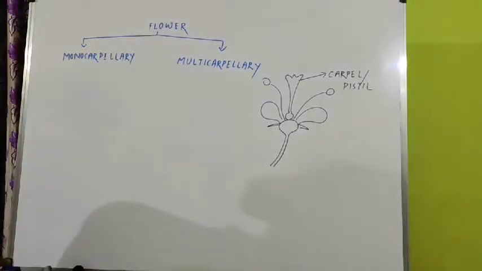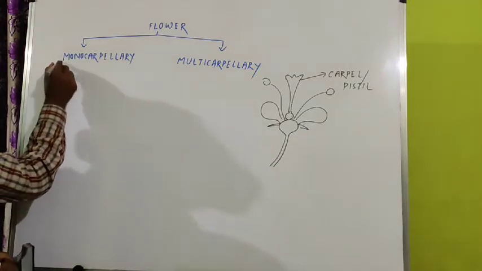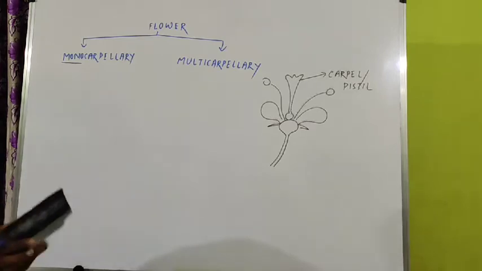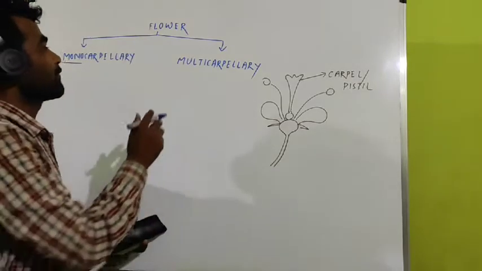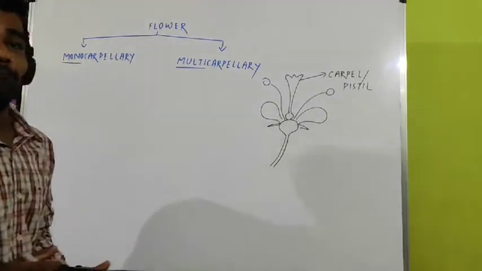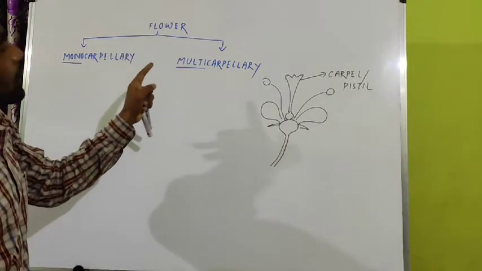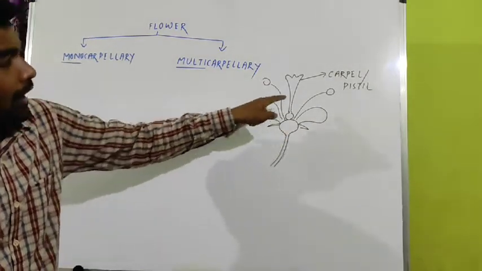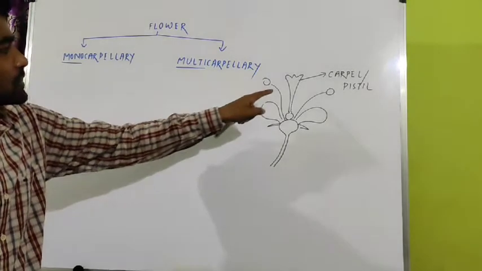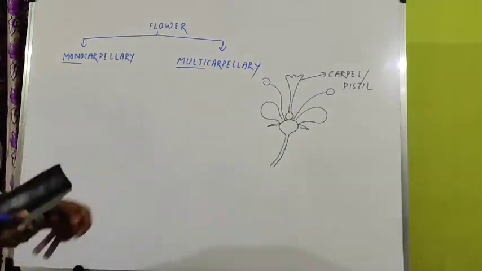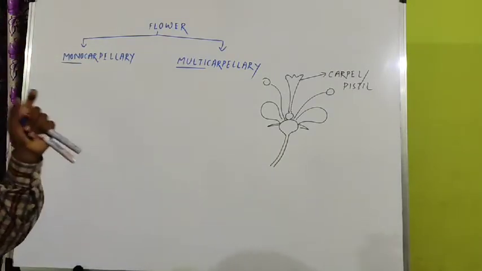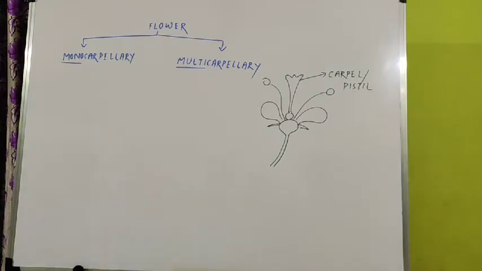What is the difference between monocarpellary and multicarpellary? Listen carefully. Mono means one. If a flower contains only one carpel, that is called a monocarpellary flower. And if a flower contains more than one carpel, that is called a multicarpellary flower. So in this diagram, how many carpels are present in this flower? Only one carpel. So this is one example of a monocarpellary flower. And if you get more than one carpel, that is called a multicarpellary flower. This is the basic difference between monocarpellary and multicarpellary.